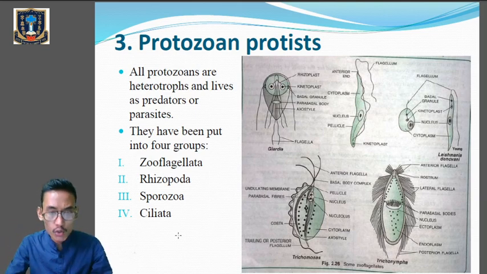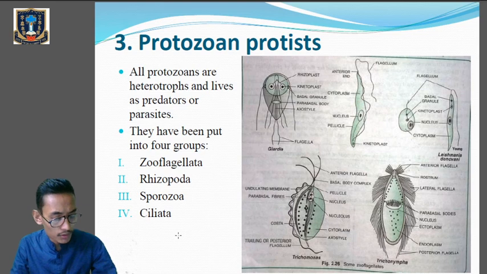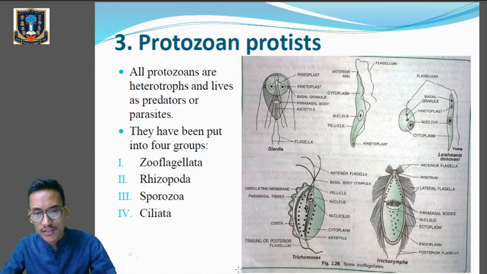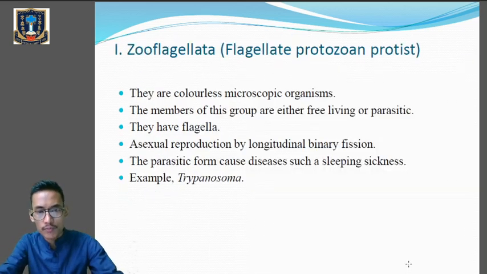Alright, so these protozoans are heterotrophs and they used to live as parasites and predators. They have been grouped into 4 groups, and those are Zooflagellata, Rhizopoda, Sporozoa and Ciliata. These are examples of a few of the zooflagellates: Giardia, Leishmania donovani, Trichomonas and Trichomympha. Now let's go with each of the groups.